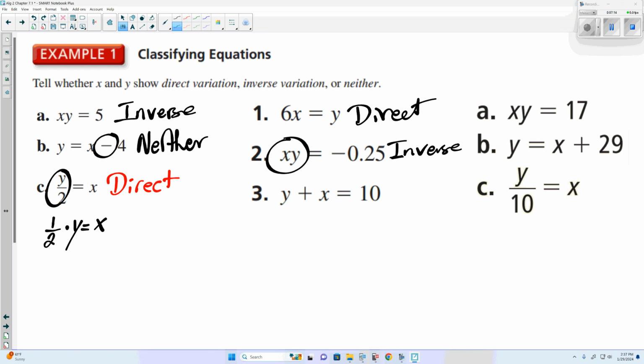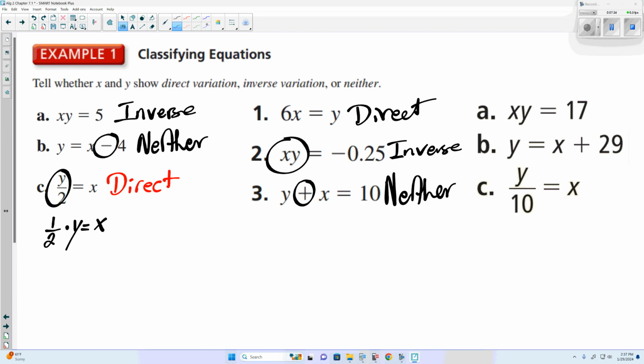How about 3? Neither. And that's because of our plus. Because if we look at all the different versions of direct and inverse variation that we have, it's all revolving around multiplication or division, or multiplying or dividing.